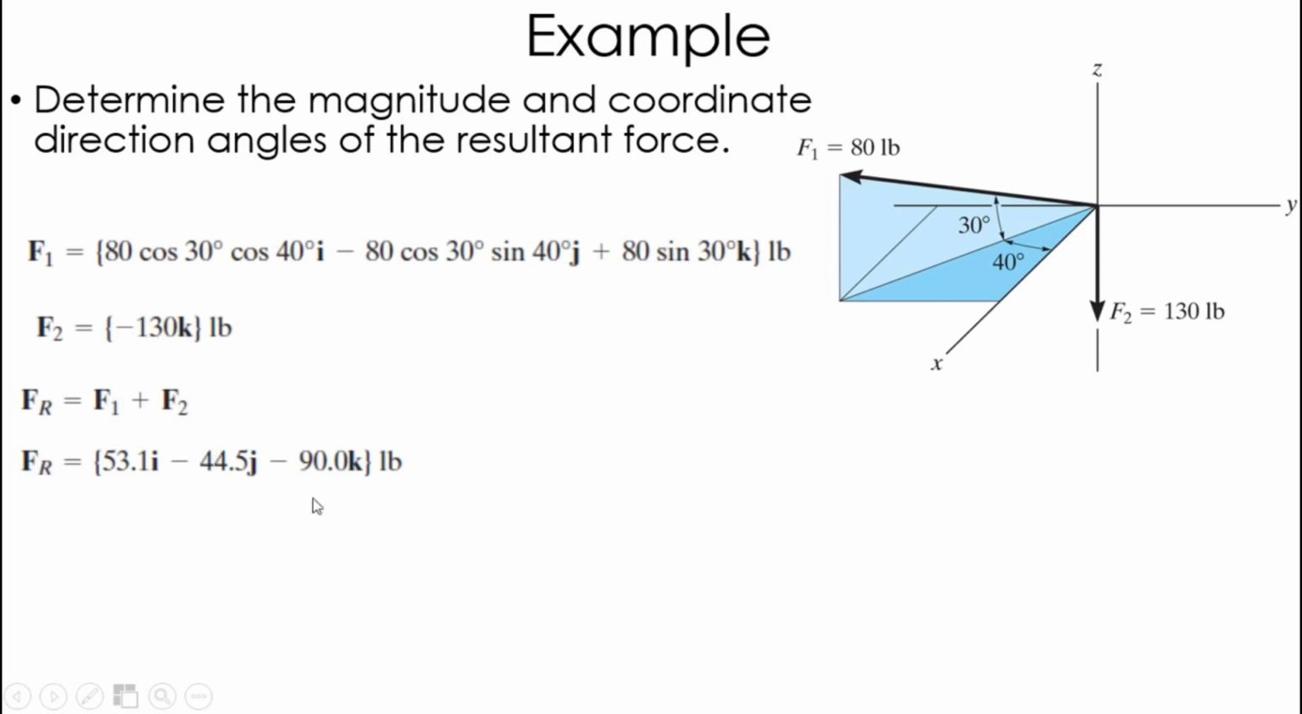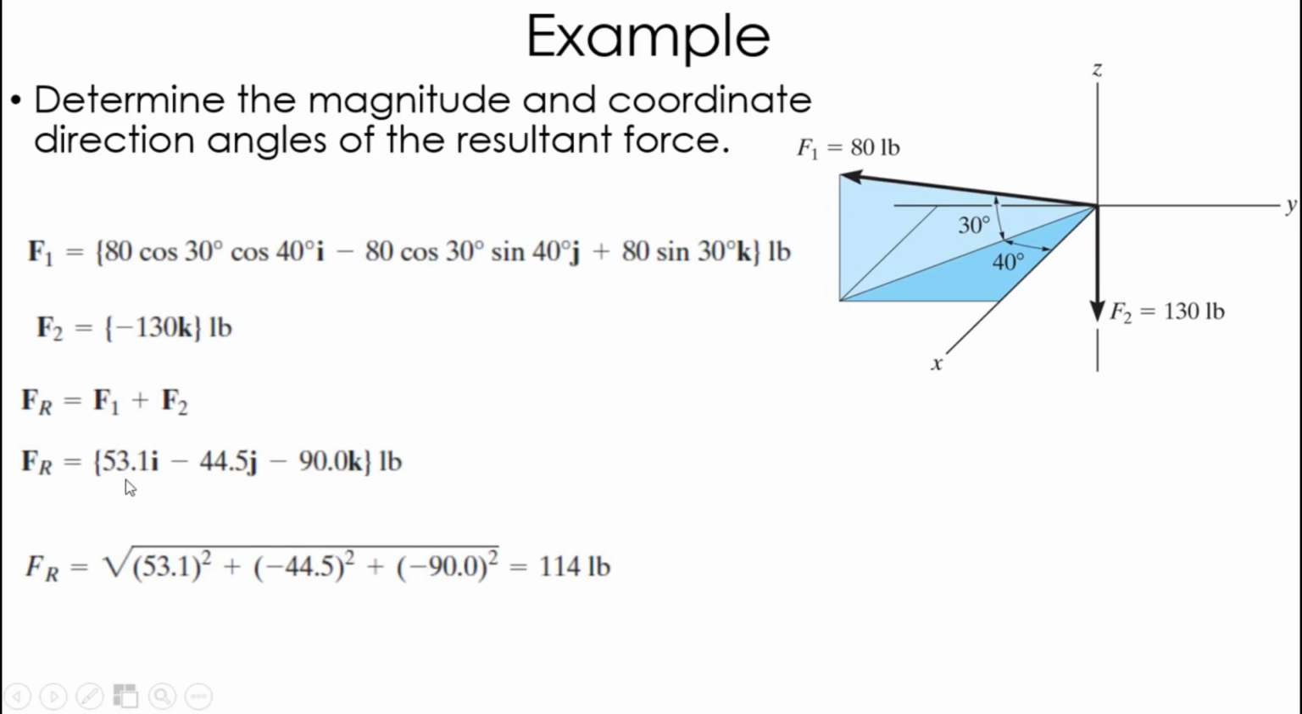So my resultant force is actually given right here. It's 53.1i minus 44.5j minus 90k. And in fact, I prefer this sort of way of writing it. But the problem does ask for the magnitude and the coordinate direction angle. So moving forward, the magnitude is simply the square root of the sum of the squares. So 53.1 squared plus 44.5 squared plus 90 squared equals 114. That's the magnitude of the resultant of these two things added together.